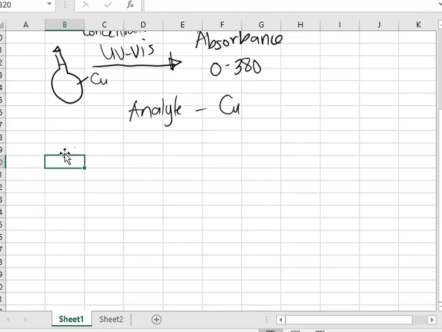prepare standards. This is what you call standards of known concentration of your analyte. So you get a copper substance like copper sulfate, for example. You dissolve it, make a copper sulfate solution, and then you prepare 0 ppm or 0 molar, it depends on you. So 0 ppm copper, 5 ppm, 10 ppm, 15 ppm, 20 ppm copper. It doesn't matter how many points you make, but the more points the better.